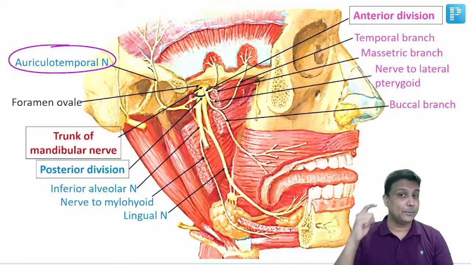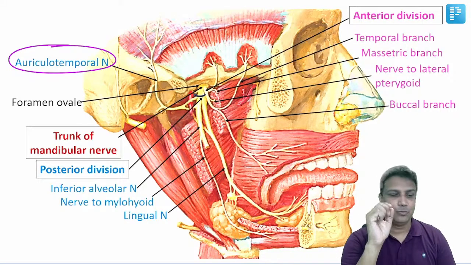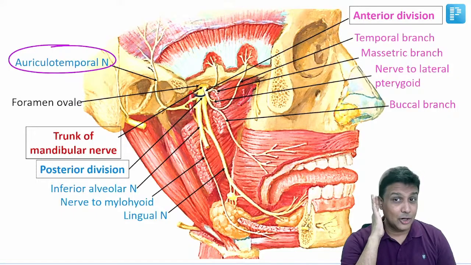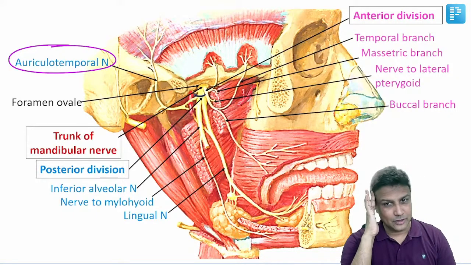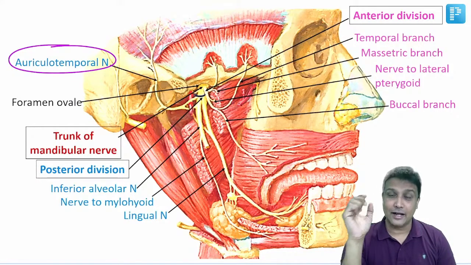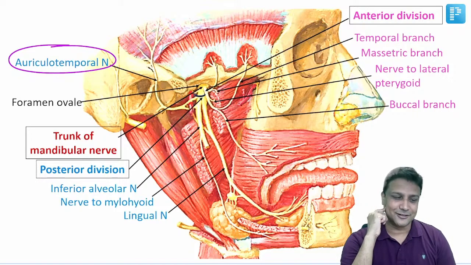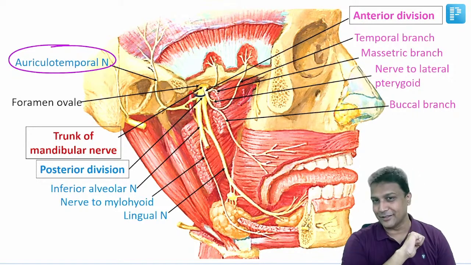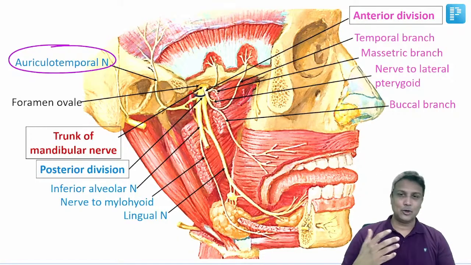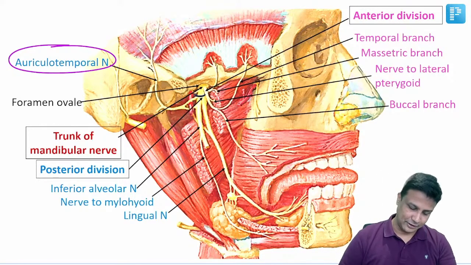Auriculotemporal nerve. From the name itself, we can understand the auriculotemporal nerve is supplying the skin over the upper two-third of the auricle, and the skin of the temporal region, as well as the joint here, that is the temporomandibular joint, and even a gland. That gland is very much important: the parotid gland here. The parotid gland is the one which will be supplied by your auriculotemporal nerve. And you know very well that it will be involved in Frey's syndrome.